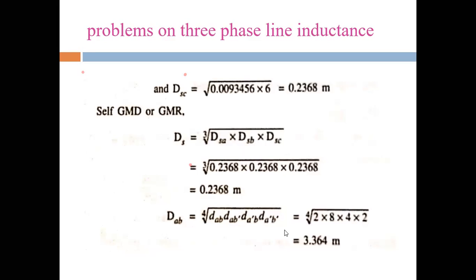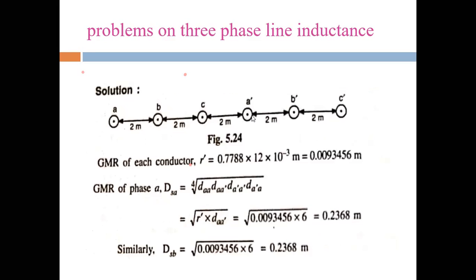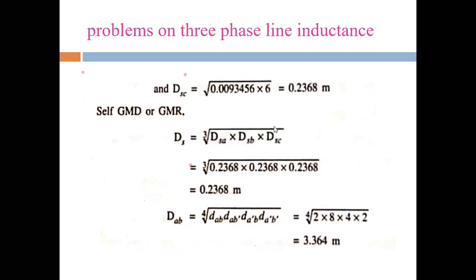Next, A dash to B dash. What is the distance between A dash to B dash? That is equal to 2 meters. That is equal to 3.364 meters.